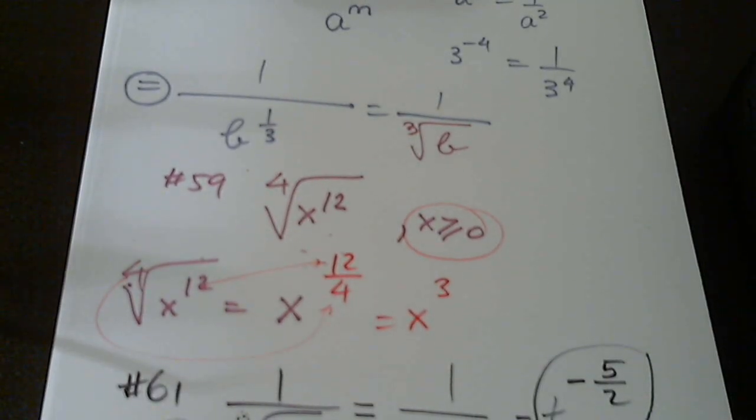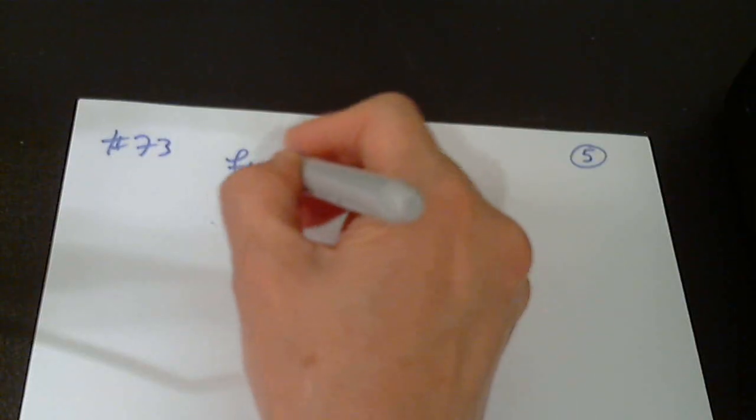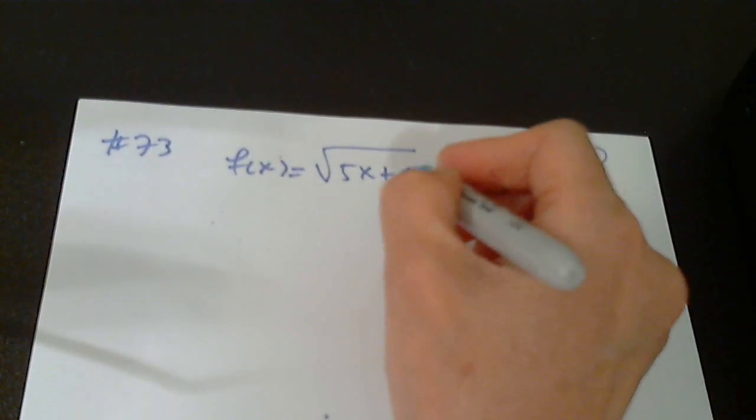Okay. Real quick, do we want to look at another domain from here? Yes or no? Yes, please. Okay, please choose. Okay, I'll choose 73. So we have f of x equals the square root of 5x plus 4.